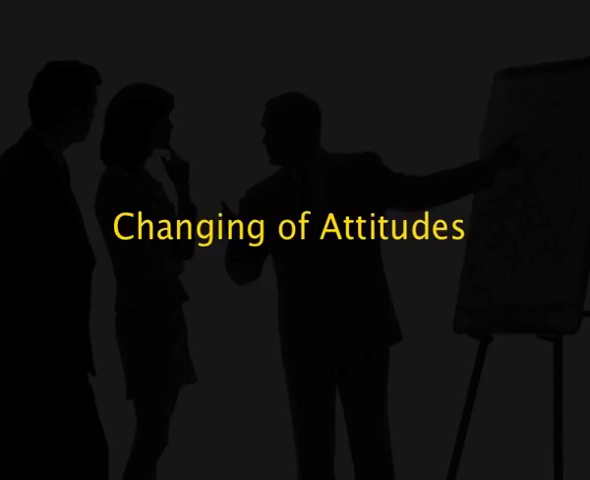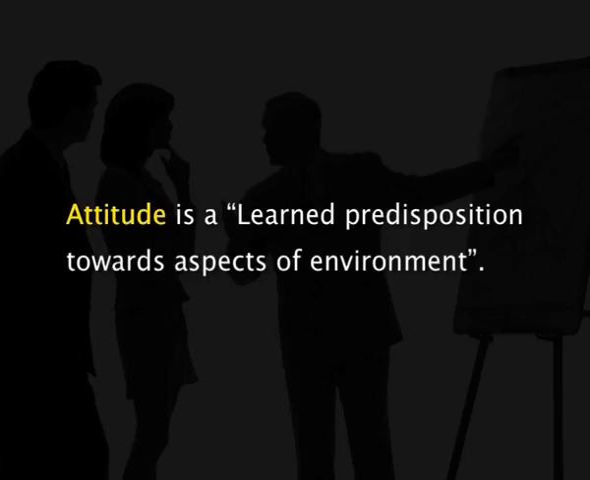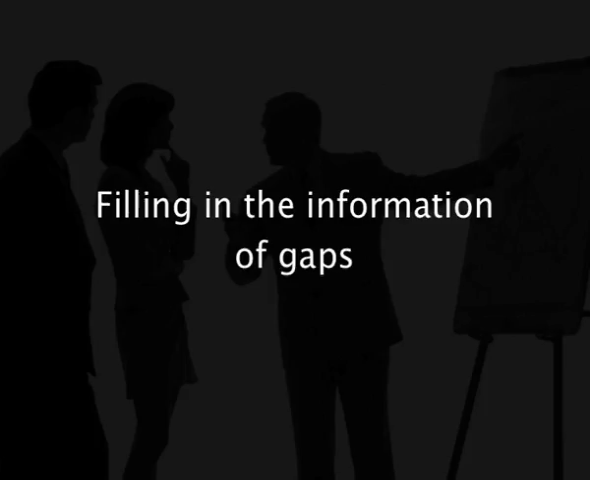Next is changing of attitudes. Attitude is a mental state of readiness organized through experience, exerting a dynamic influence upon the individual's response to all situations and objects with which he is related. Attitude is a learned predisposition towards aspects of environment. The different ways of changing attitudes in a person are filling in the information gaps, that is, insufficient information often leads to unfavorable attitudes.